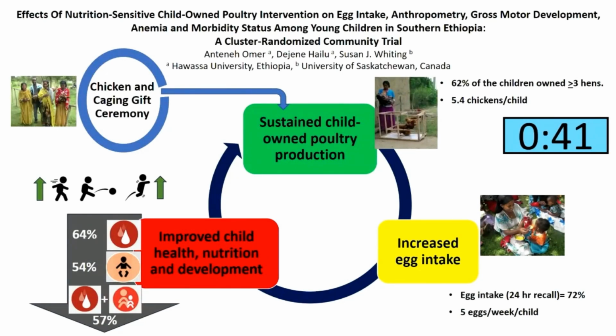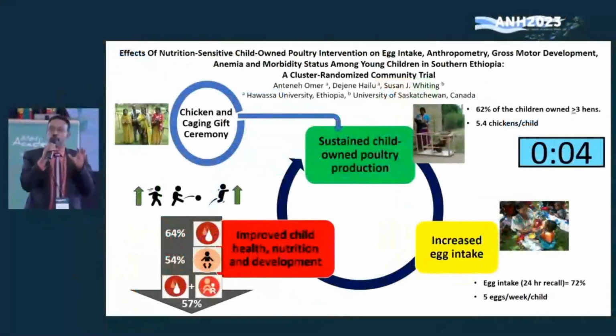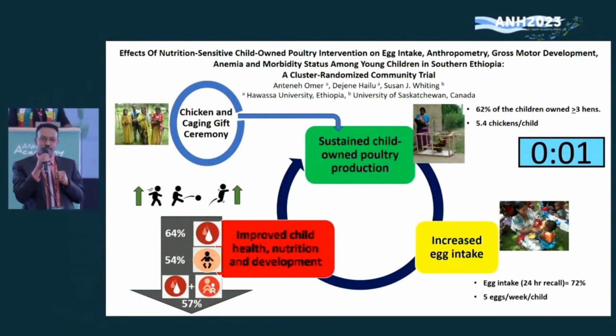Being inspired by the indigenous knowledge of my grandma, I designed an innovative model called Chicken Gift Ceremony model, in which under 2 children were gifted with 2 egg-laying hens in my nutrition-sensitive poultry community trial. After 6 months of intervention using this model, a child owned more than 5 chickens on average. Egg intake increased from 0 to 5 per week per child. Underweight, anemia, concurrent anemia, and stunting substantially reduced. Motor development as well improved. There is so much more to tell you. Come to my poster number 13. Thank you so much.